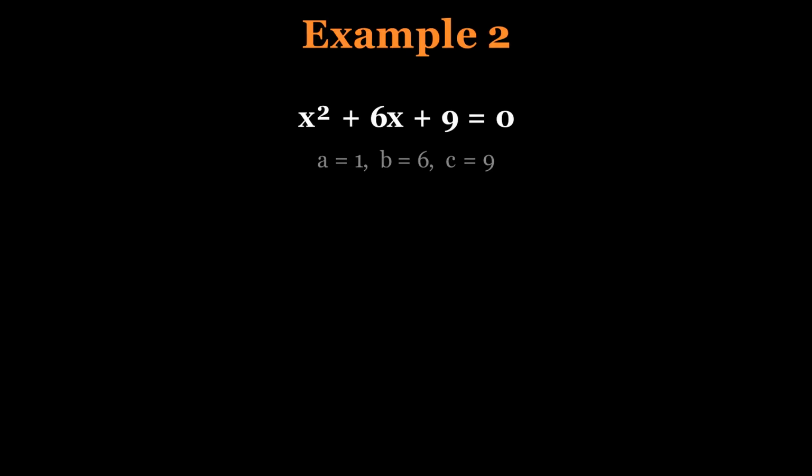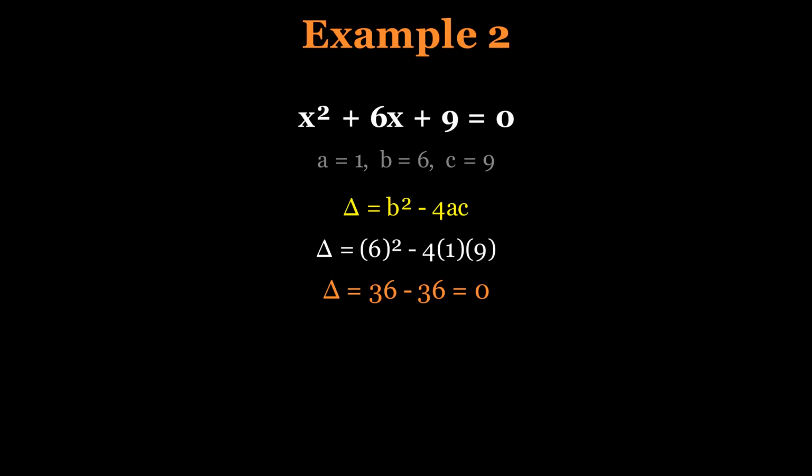Example 2: x squared plus 6x plus 9 equals 0. a is 1, b is 6, c is 9. 6 squared minus 4 times 1 times 9. 36 minus 36 equals 0. 0, 1 solution.